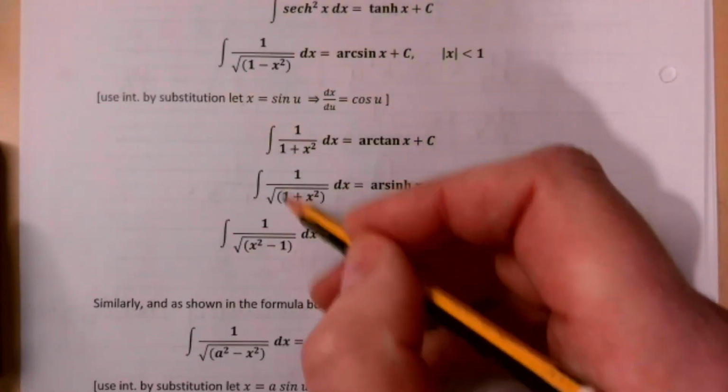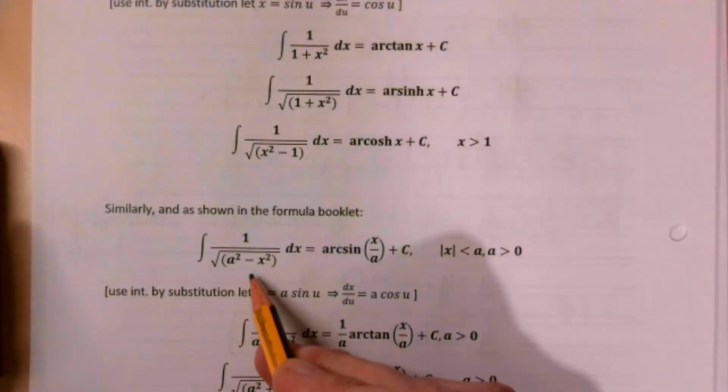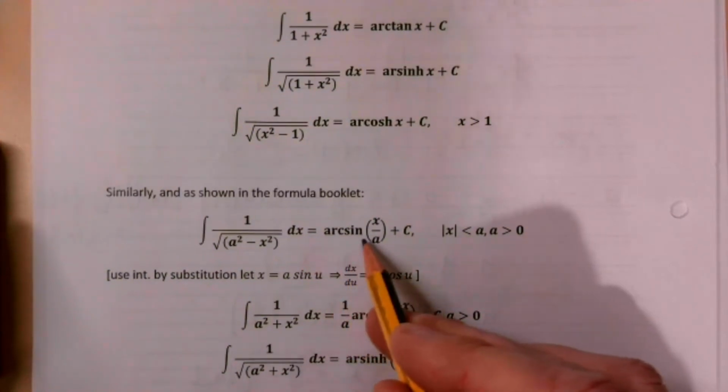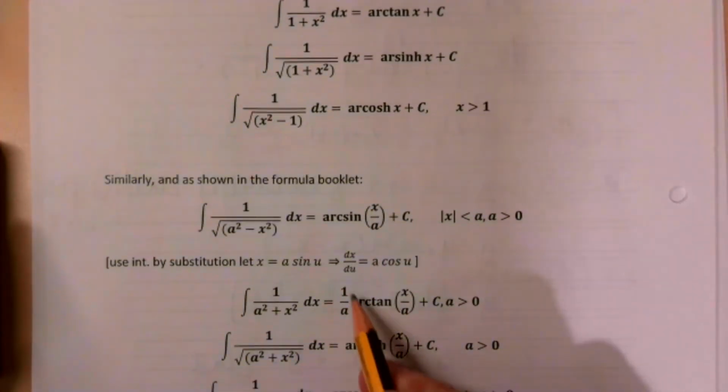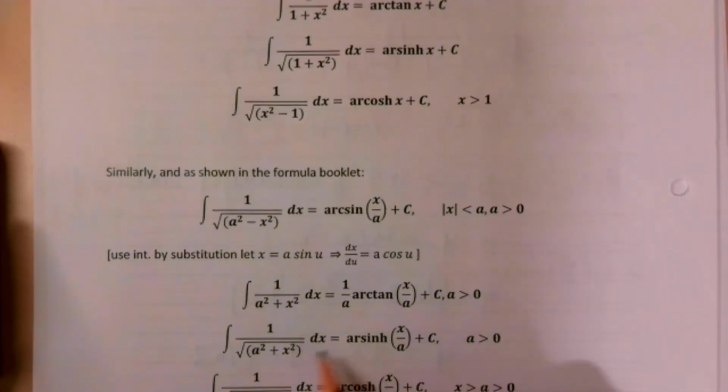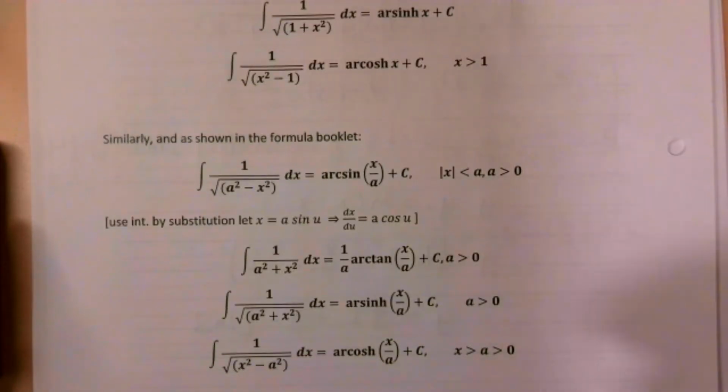Then if you change your 1 for an a, we can get these forms in as well. So it gives us arc sine x over a, 1 over a arc tan x over a, arsinh x over a, and arcosh x over a.